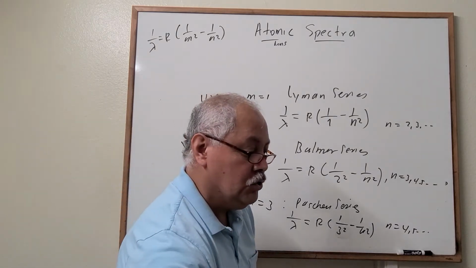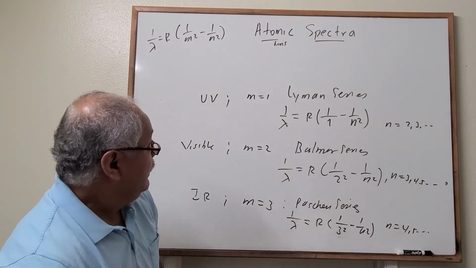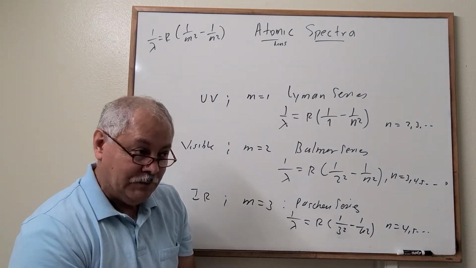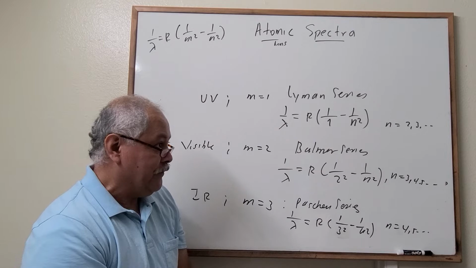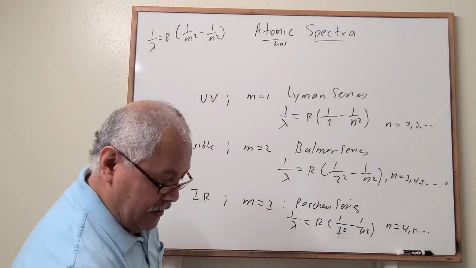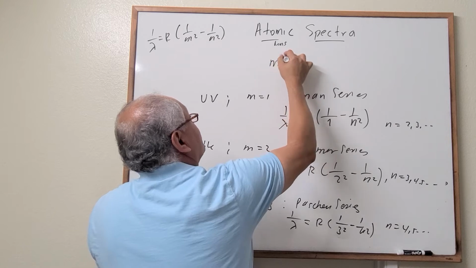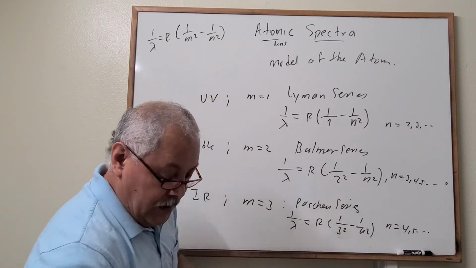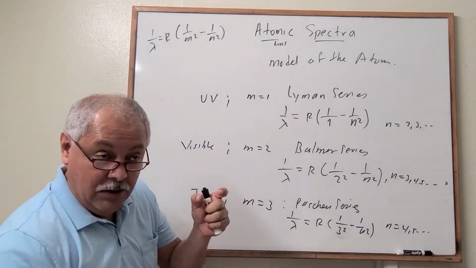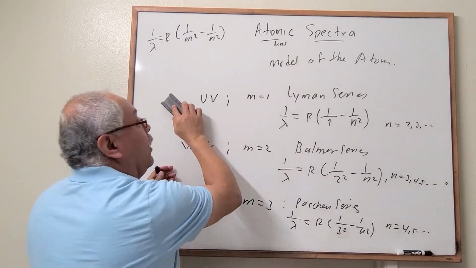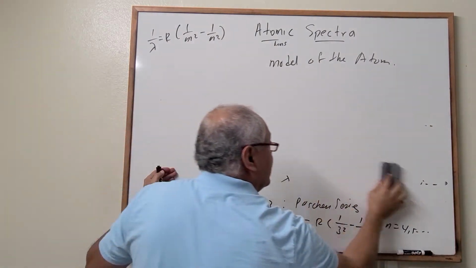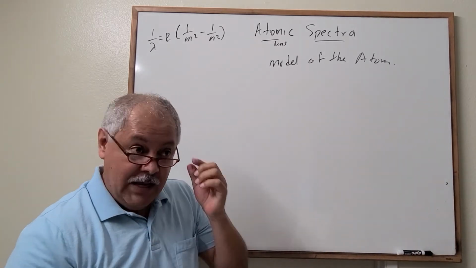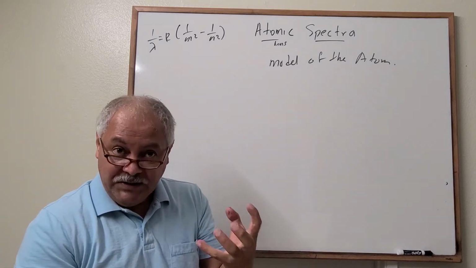Now let's go to the analysis of the spectral lines that we found before, and also the creation of the new model of the atom. At the beginning, it was believed that the atom was solid. It was a single object, a sphere. Later, the electron was discovered, and a new model was created.